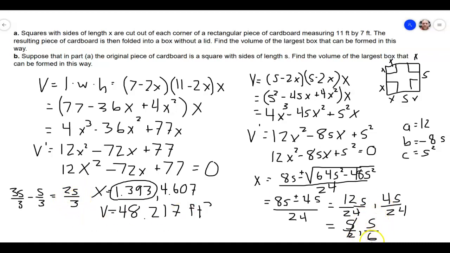So this is your answer right here, s over 6, which means that your sides will be 2s over 3, 2s over 3, and s over 6.